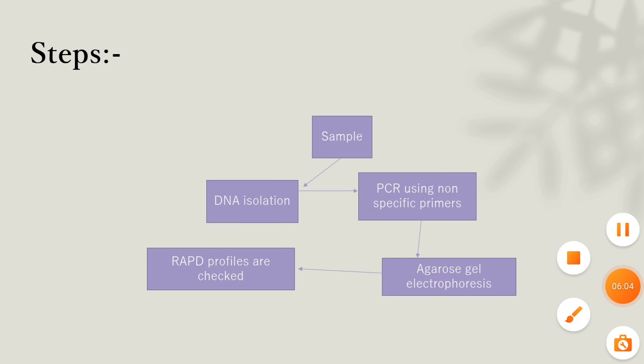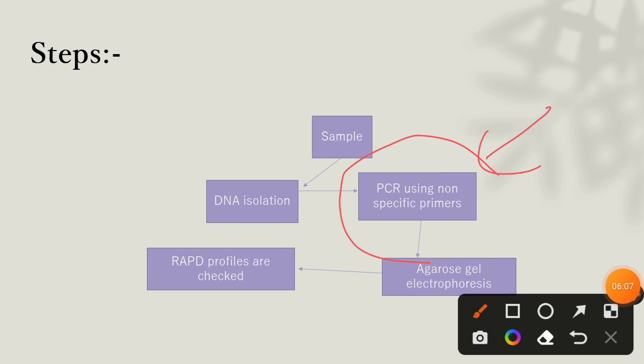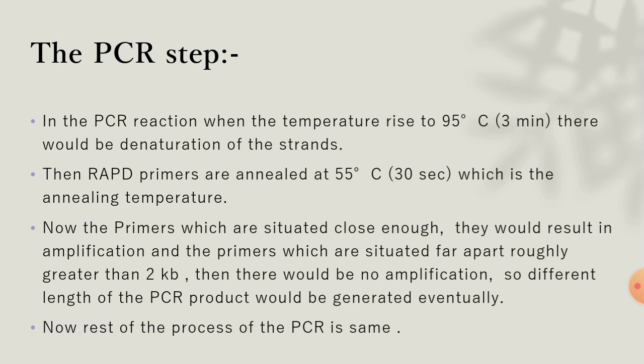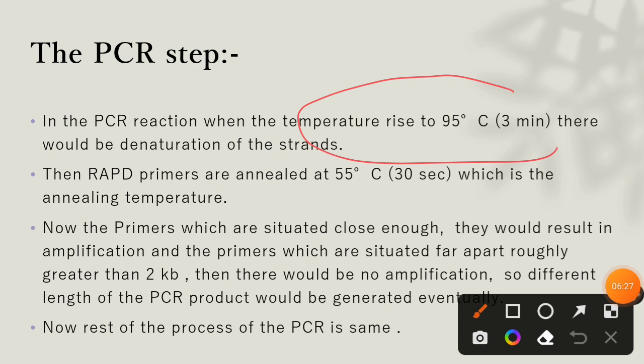Now it is important to understand the PCR step in case of RAPD, more specifically the step where annealing of the primer with the template DNA is going on. So let's see. First of all, the denaturation step, where the double-stranded DNA will be separated into two single-stranded DNA, right? Then at 55 degrees centigrade annealing will occur, right?